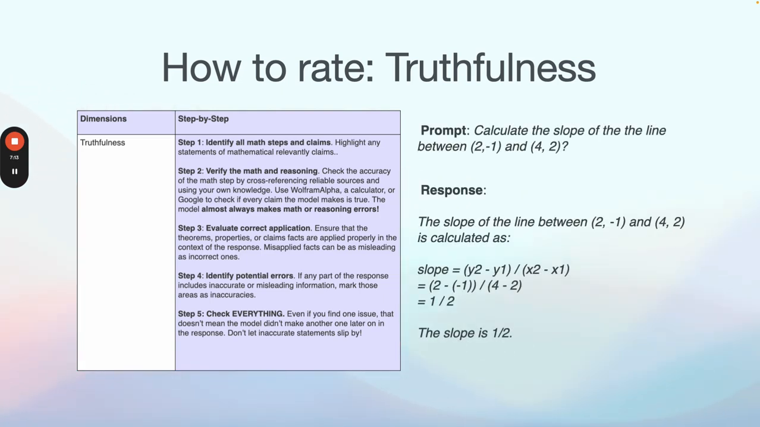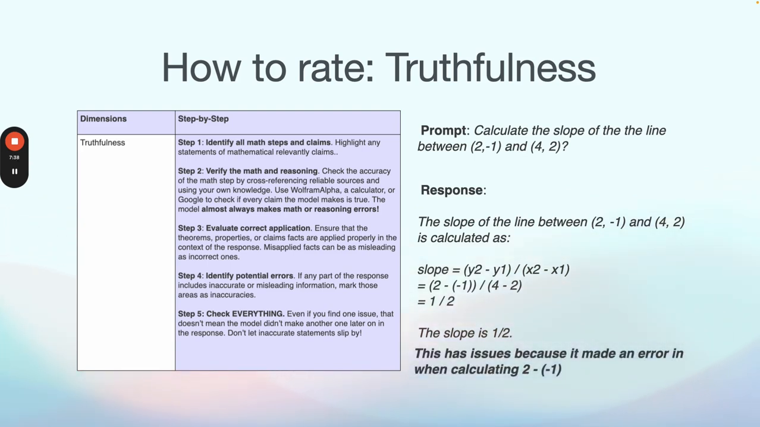Let's say we're going to go through truthfulness. So again, calculating the slope of the line between (2, -1) and (4, 2), and we see how it calculates it, and we see that it says the slope is 1 over 2. What you do, according to our step-by-step guide, is go through each line, identify the claims, and verify each one. And if you do that here, you're going to see that it made a mistake at step 2 when you're verifying the math and reasoning. Because it said that 2 minus negative 1, which is in the second line, is 1. Like it said 2 minus negative 1 equals 1. You can see that right in the second and third line of the calculations.